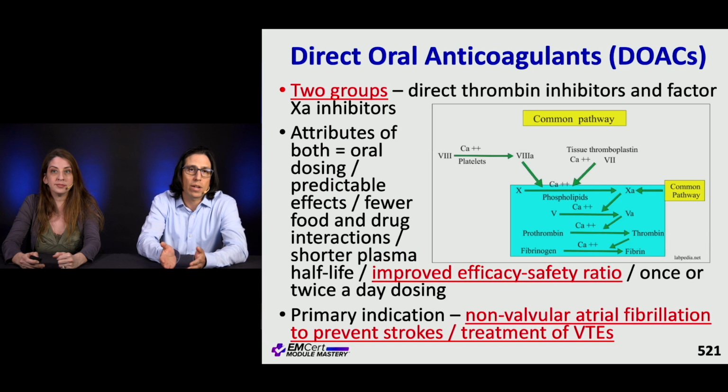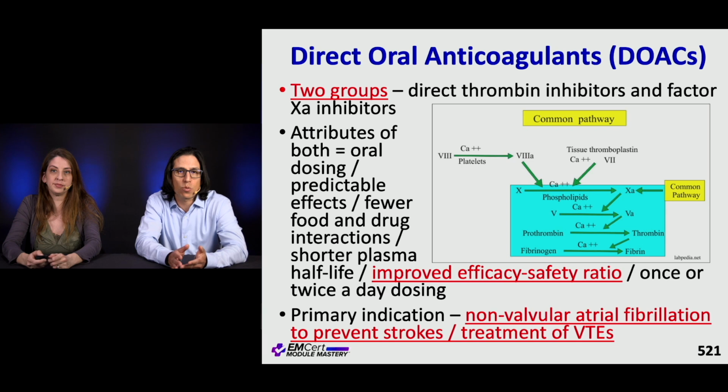So what about the DOACs? These used to be called the NOACs when they were novel oral anticoagulants, but now they're not novel anymore, so they're just direct oral anticoagulants. Broadly, they fall into two groups. That's the direct thrombin inhibitors and the factor 10A inhibitors.